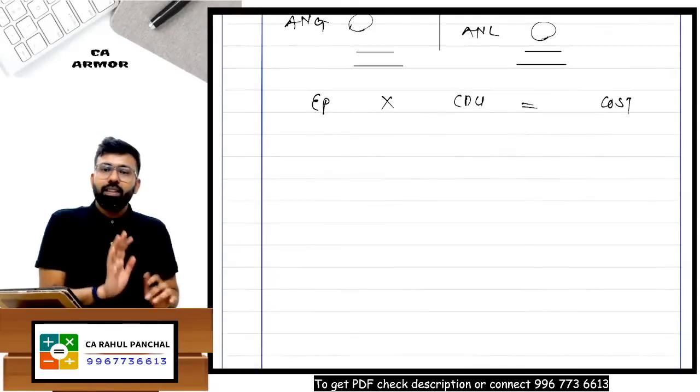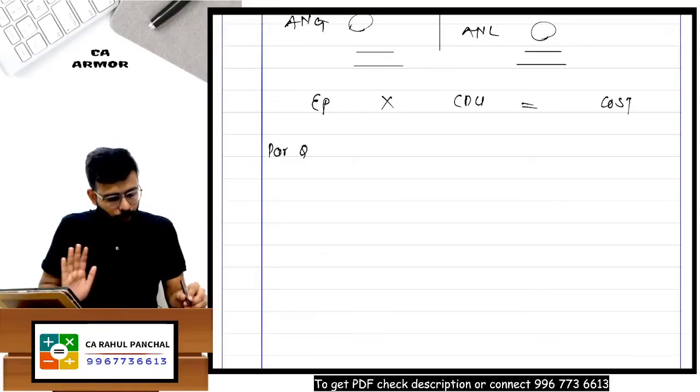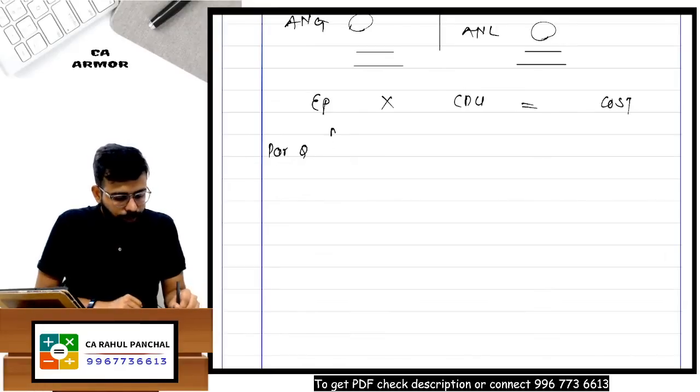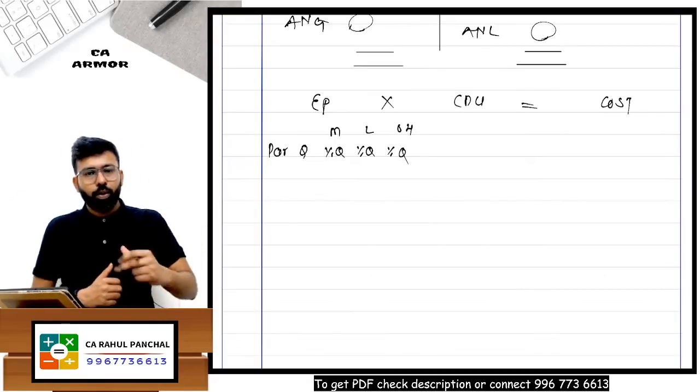Now when you make this statement, there will be one particulars column and one quantity column. Then, if there is material, labor and overhead, each will have 2 columns: percentage and quantity. It is just a rapid recap of whatever we have done so that you can revise easily.